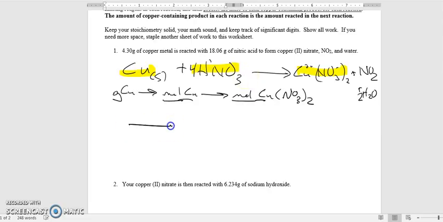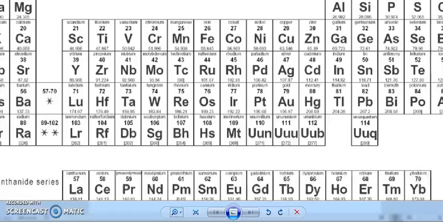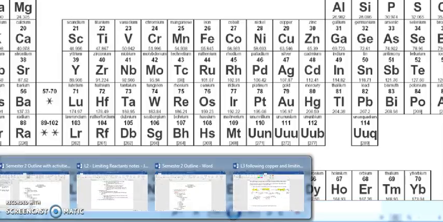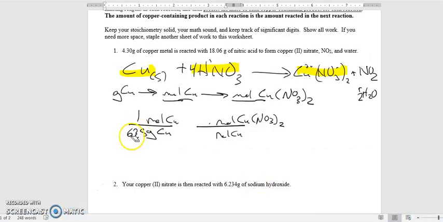So now I have my sandwiches. First piece of bread on bottom, it's grams of copper. On the top is moles of copper. Second sandwich, moles of copper on bottom, moles of copper 2 nitrate on top. And you put the numbers in. Copper, 1 mole is 63.5 grams. So we'll write that in there.